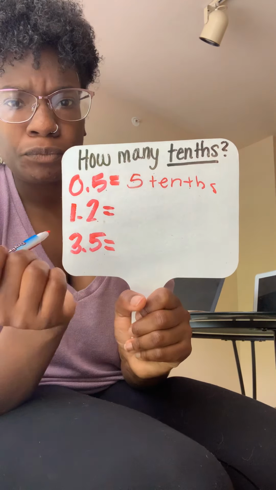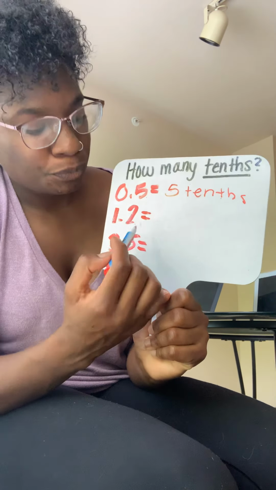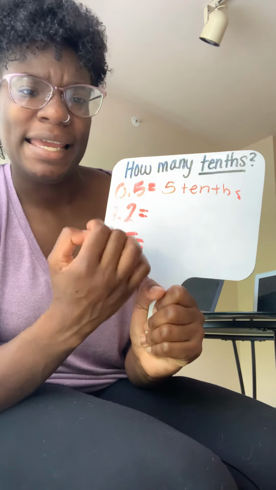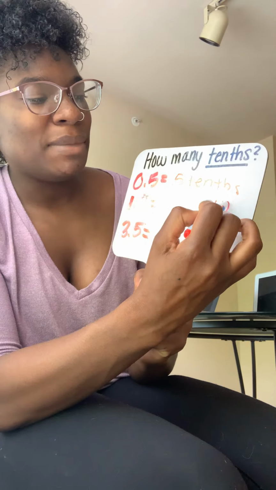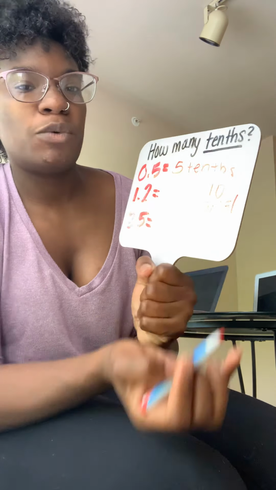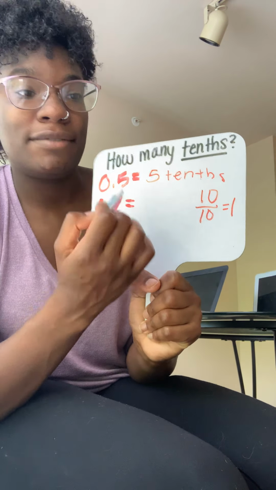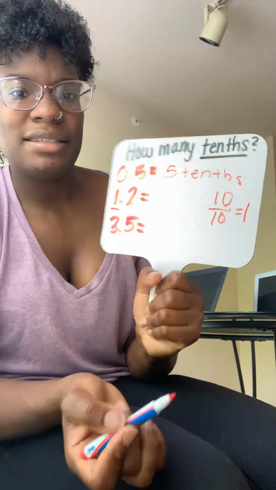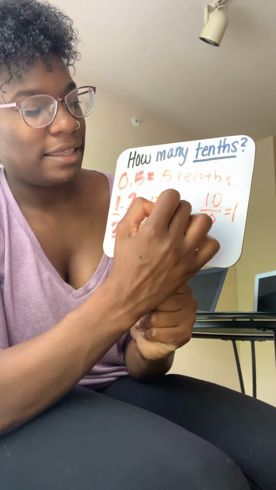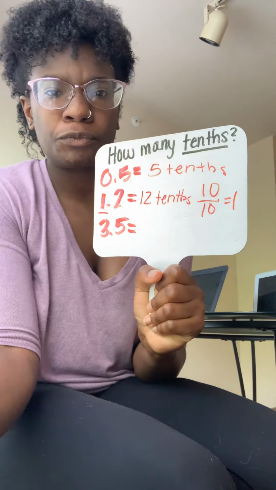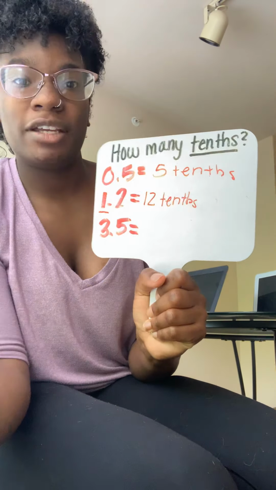Now, the next one, we've got 1 and 2 tenths, but we know that once we get a total of 10 tenths, then we're going to create a whole, all right? Because 10 tenths is equal to 1 whole. So this is how we got that. Then we've got 2 tenths left over. So 10 plus that other 2/10 is equal to 12/10. So that's how we've gotten 12/10.